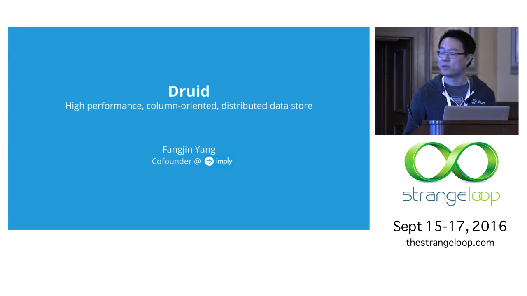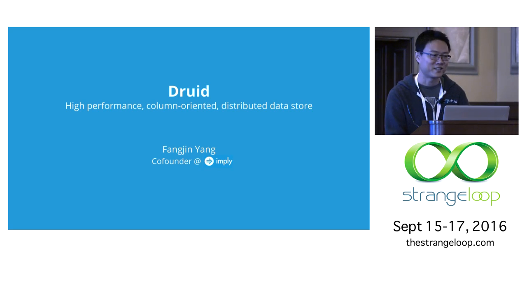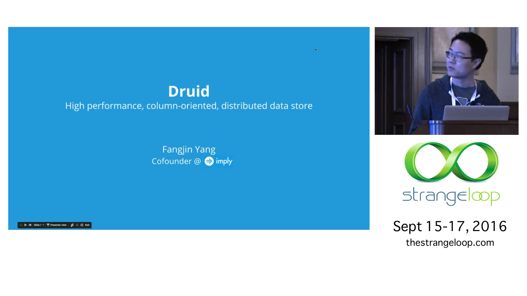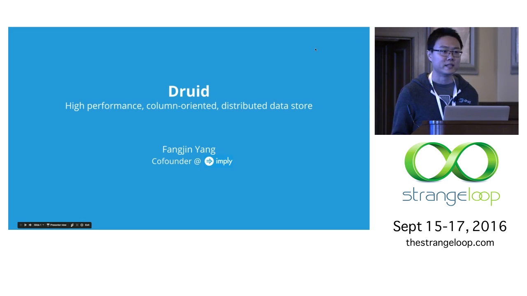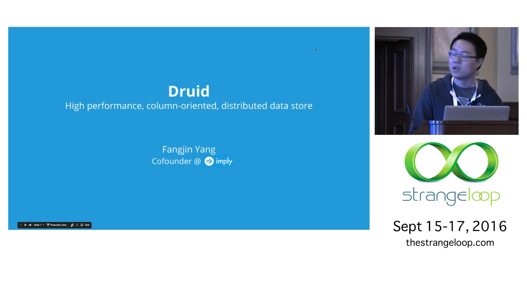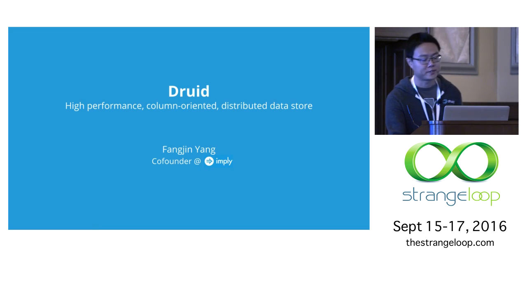So today, I'm going to be talking about an open source project called Druid. And actually, just out of curiosity, how many people have actually heard of this project before? OK, wow, so quite a few. That's great. If you haven't heard of this project before, Druid is an Apache 2 licensed column-oriented distributed database.